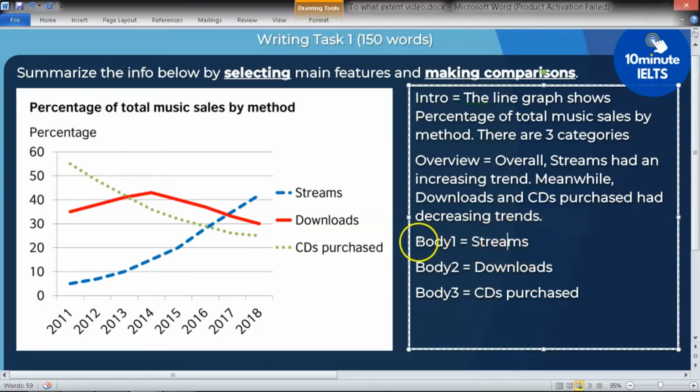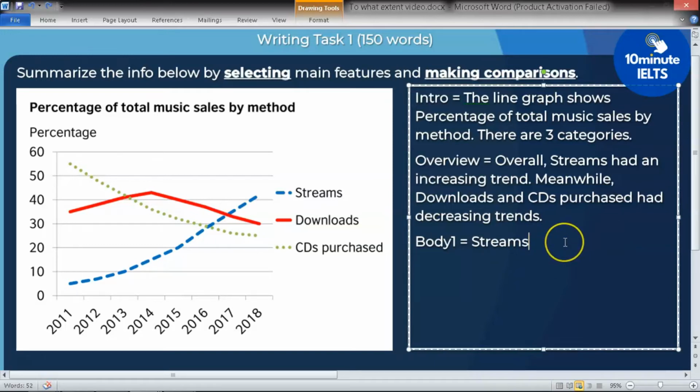What's important to consider when you split your bodies is that it should be organized in the sense that one body should be equal to one main category. That's why it's so important to understand how many categories you will be stating in the intro, which can identify how many bodies you'll be discussing also. We'll start with streams first, and simple enough, all we have to do is mention how it started. Remember, we want to prove the trend by talking about the start and end.